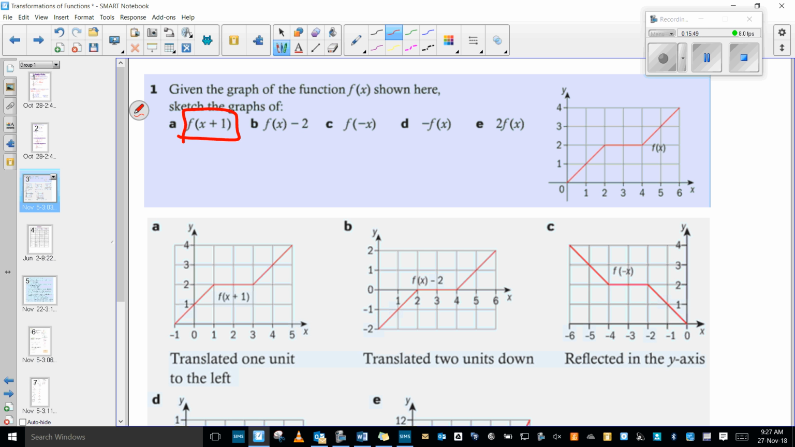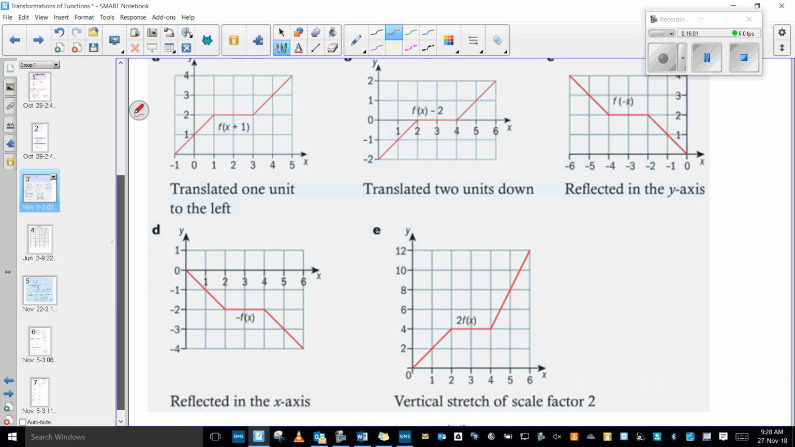f of minus x was the reflection in the y-axis. So here they've reflected it in the y-axis. Yeah? Because you don't have to do anything. And this one was negative f of x, so that was a reflection in the x-axis. And then this one is 2f of x, so that's stretched the y values. Well, they doubled the y values and kept the x the same.